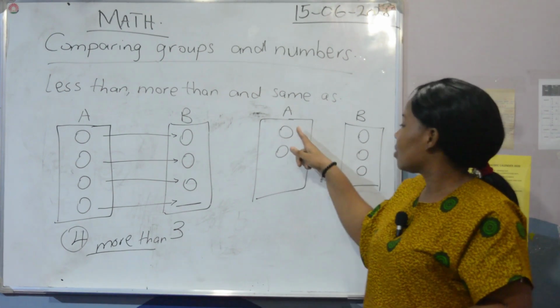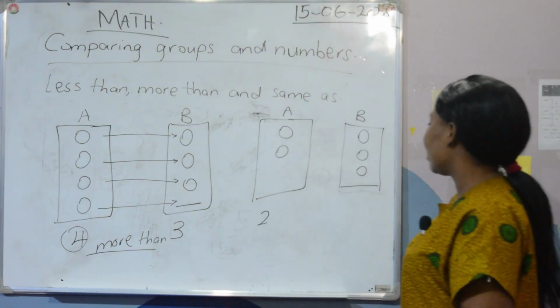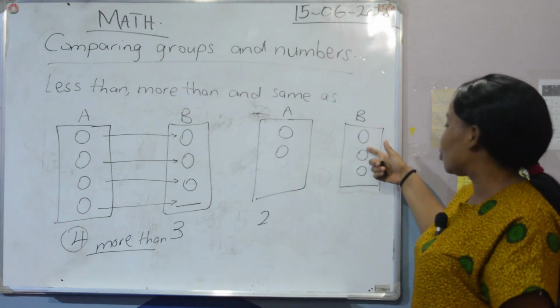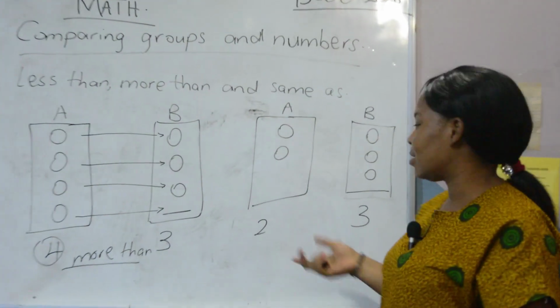So let's count. 1, 2. So group A is now having 2 oranges. And then group B, 1, 2, 3. Group B is also having 3 oranges.